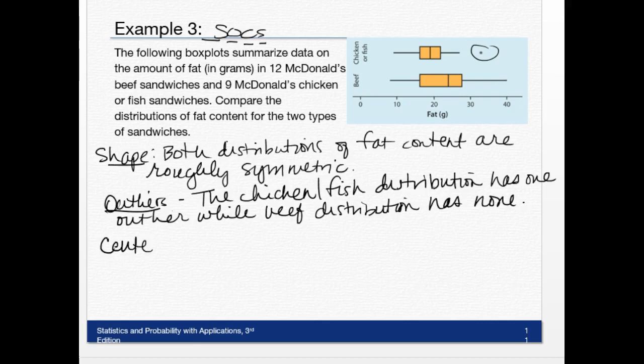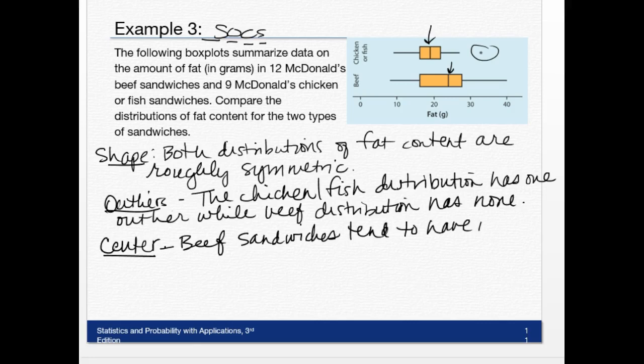Center. Remember center, let's look at our medians. Beef tends to have more fat than chicken. Or you could say it the other way around, chicken and fish tend to have less fat than beef. So beef sandwiches tend to have more fat than chicken or fish.